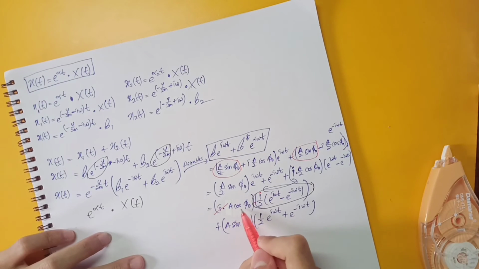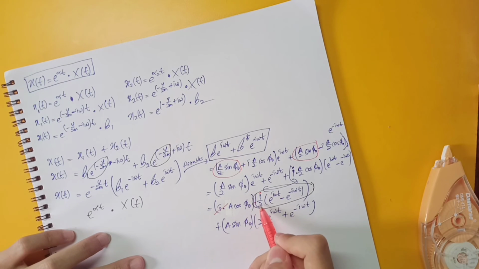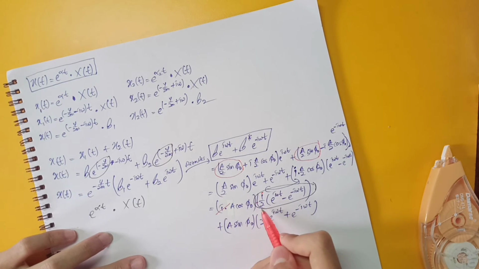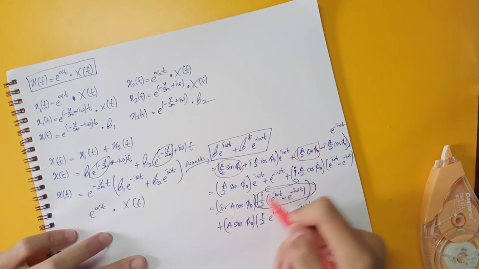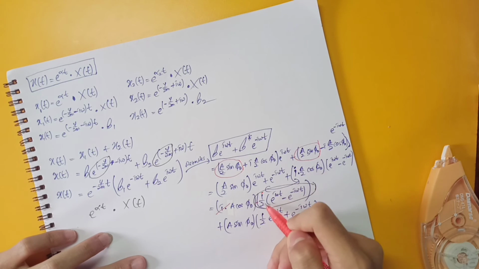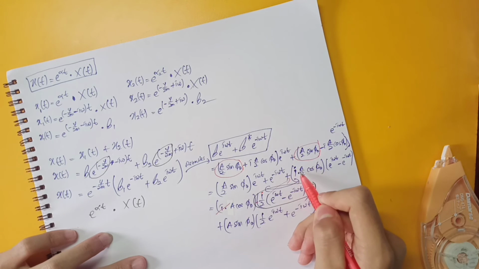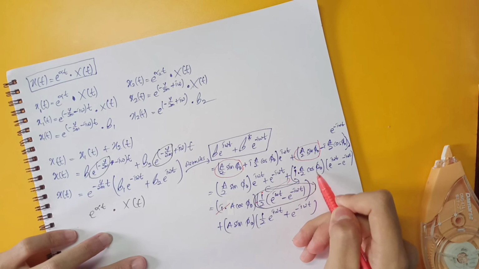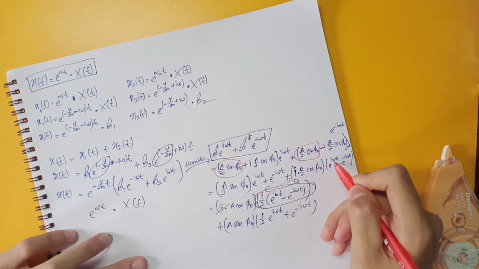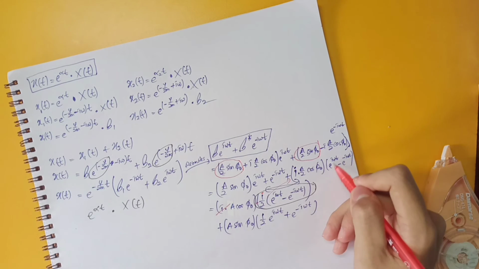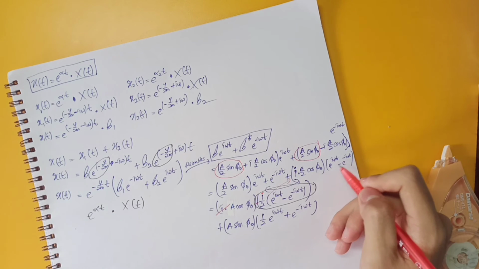Because A cos phi naught times the negative 1 over 2 is like negative I over 2. Negative I A over 2 cos phi naught times the exponential power of negative I omega t here. Okay, this is the same one.